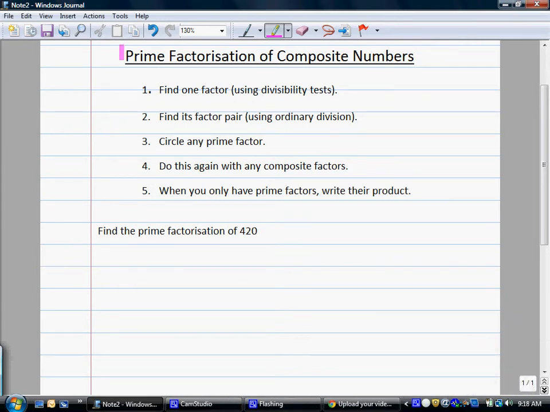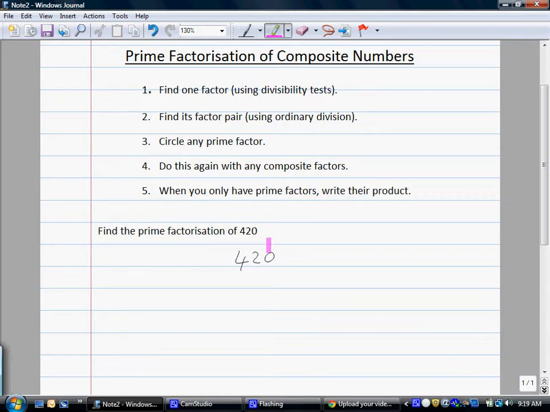This video is about prime factorization of composite numbers, and we do that by following this procedure. I'll take you through this procedure when we find the prime factorization of 420. So we start just by writing down the number 420, and the first step is to find one factor, and we can use the divisibility test to help us do this.